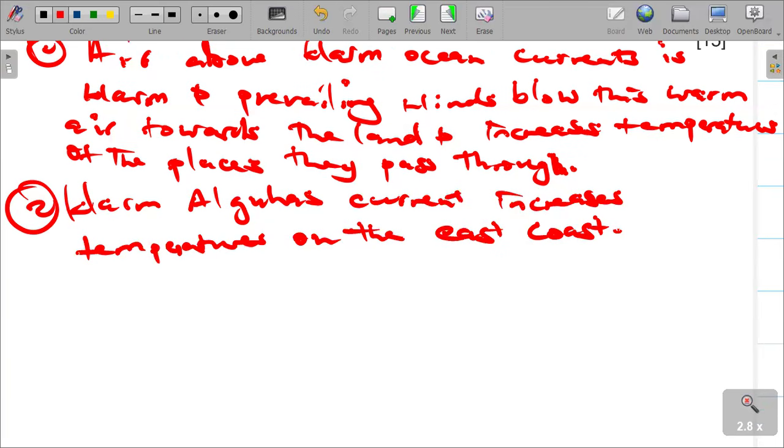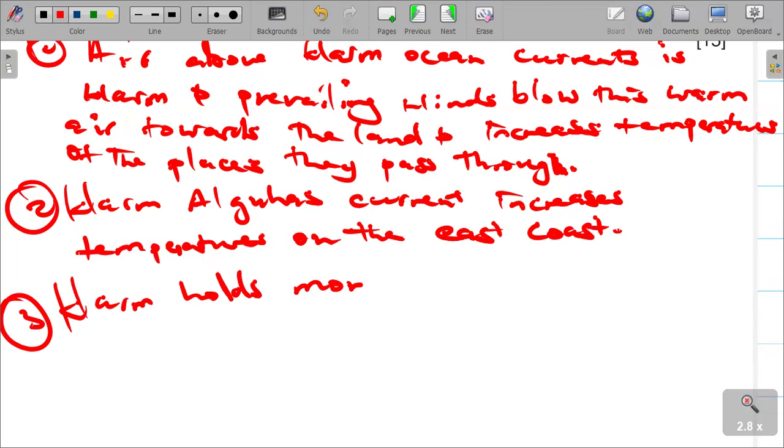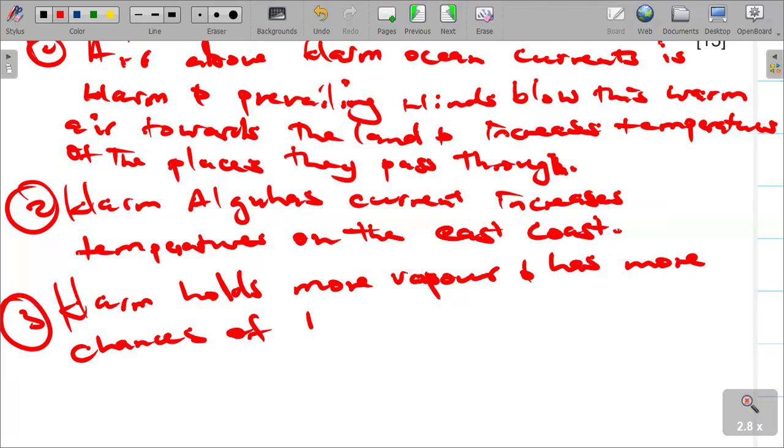And then finally, the last point I can put here is that warm air holds more water vapor and has more chances of bringing rain in Durban.